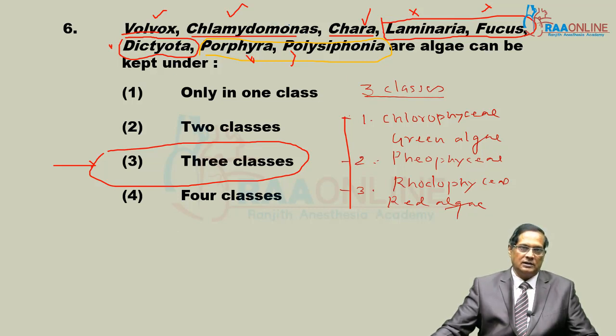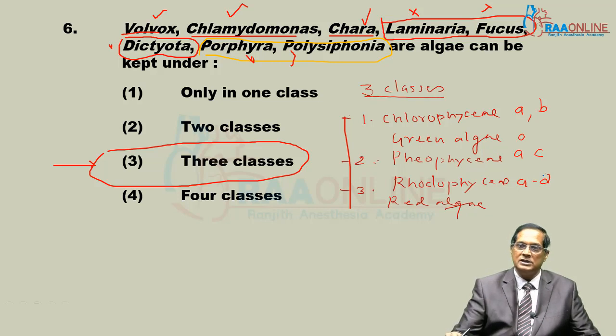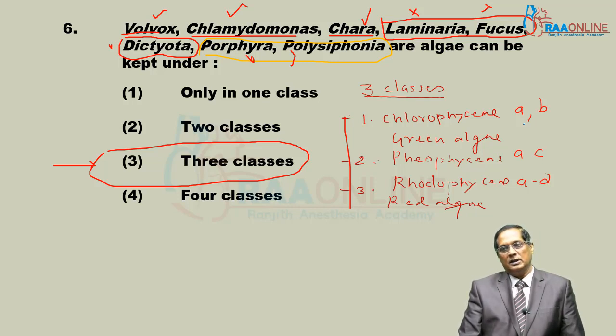Chlorophyceae has chlorophyll a as chief pigment. So, learn in this way. A chief pigment, B subsidiary pigment. A chief pigment in Phaeophyceae, C subsidiary pigment. Here A, here D. AB, AC, AD. A is common to all because it is the chief pigment, but B in green algae, C in brown algae, D in red algae.